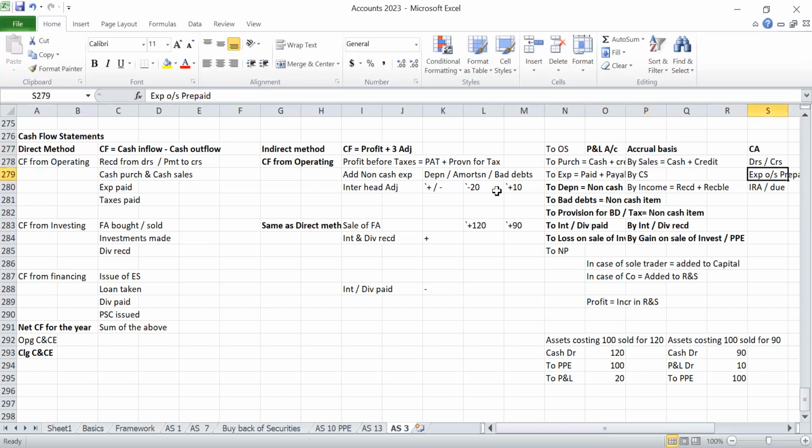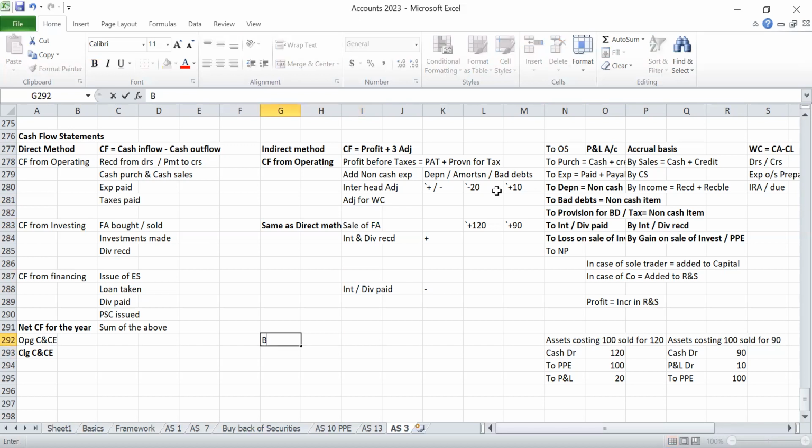Right? So all these current assets and current liabilities are called working capital. What is working capital? Working capital is equal to current assets minus current liabilities. That is the formula for working capital. So working capital consists of current assets and current liabilities. So the adjustment for working capital also you have to do. What is the adjustment for working capital? Very simple. Assume in this way.